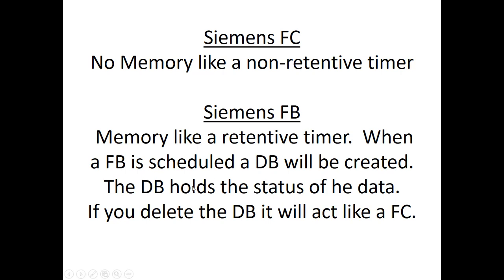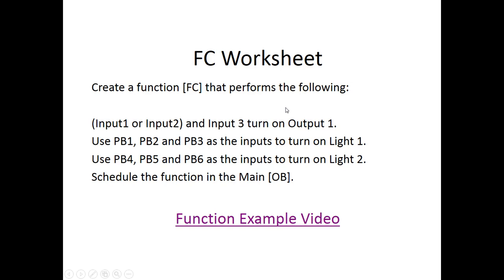The data block holds the status of the data. So if there is a 1 in there, when the next scan starts, it's going to remember the output being 1 or something retentive. There's a retentive nature to it, and it will apply that to the scan, like in the ladder logic we've learned in the past. If you accidentally delete the data block that was created with this function block, then it's going to act just like a function. It's not going to have memory. It won't remember the status of what was going on. So here's an FC worksheet.